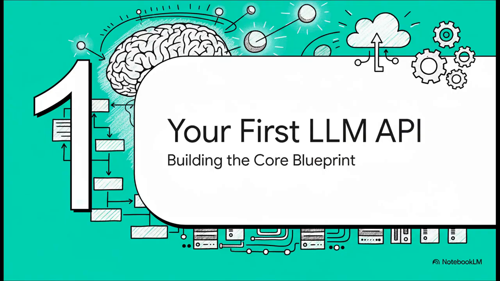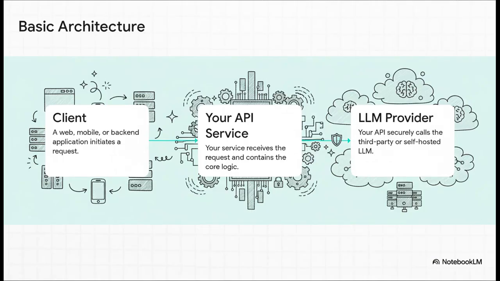Okay, so how do we actually build this thing? What does the core blueprint for an LLM API even look like? Let's get right into it, because it's probably more straightforward than you think. At its heart, the architecture is actually pretty simple. You've got a client, that could be your web app, a mobile app, whatever. It makes a request, but not directly to the LLM. It makes a request to your API service.